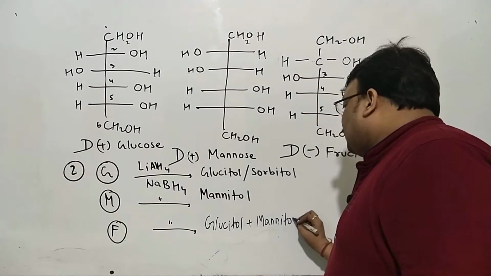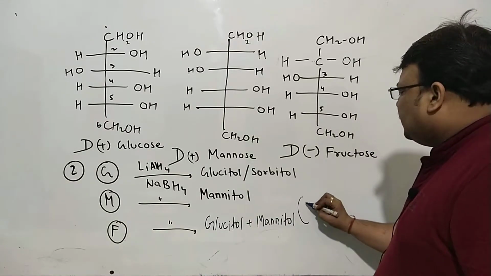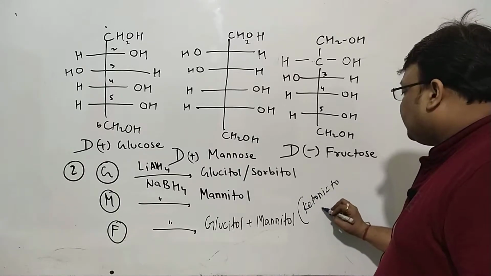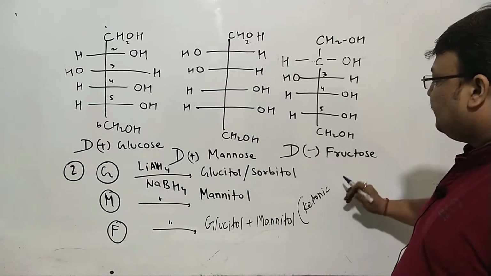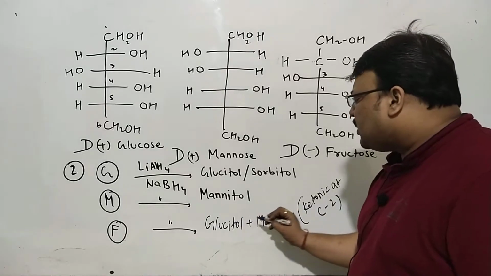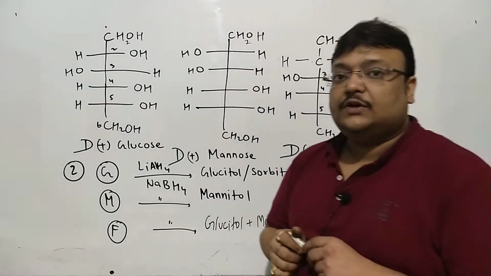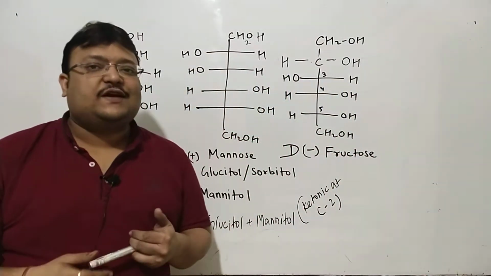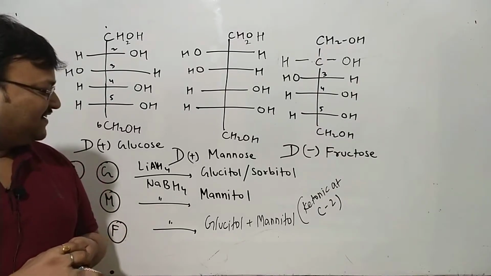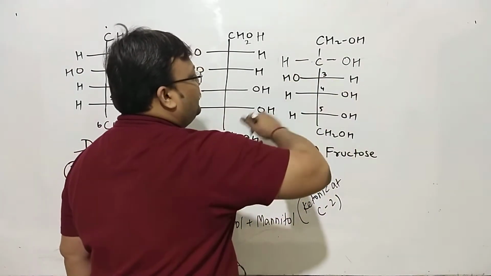Fructose will give you both glucitol and mannitol, and this will prove that it is ketonic at carbon 2. It needs to be ketonic at carbon 2 to produce both glucitol and mannitol, which differ only at carbon 2. So many times glucose, glucitol, mannose, mannitol. People tell me fructose gives me fructitol. Now fructose will have its OH to the right as well as to the left.